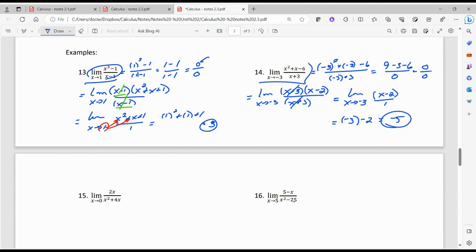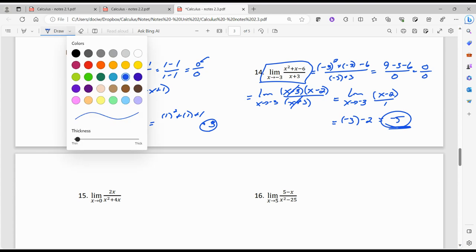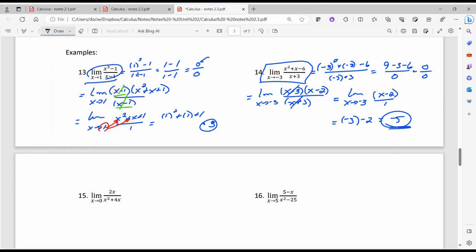Therefore, the limit as x approaches negative 3 of x squared plus x minus 6 over x plus 3 is equal to negative 5. Now, students will often ask me, how do I write that as an answer? I recommend that you rewrite the limit as x approaches negative 3 of x squared plus x minus 6 over x plus 3 is equal to negative 5. And that's the best way to write your problem and your solution.